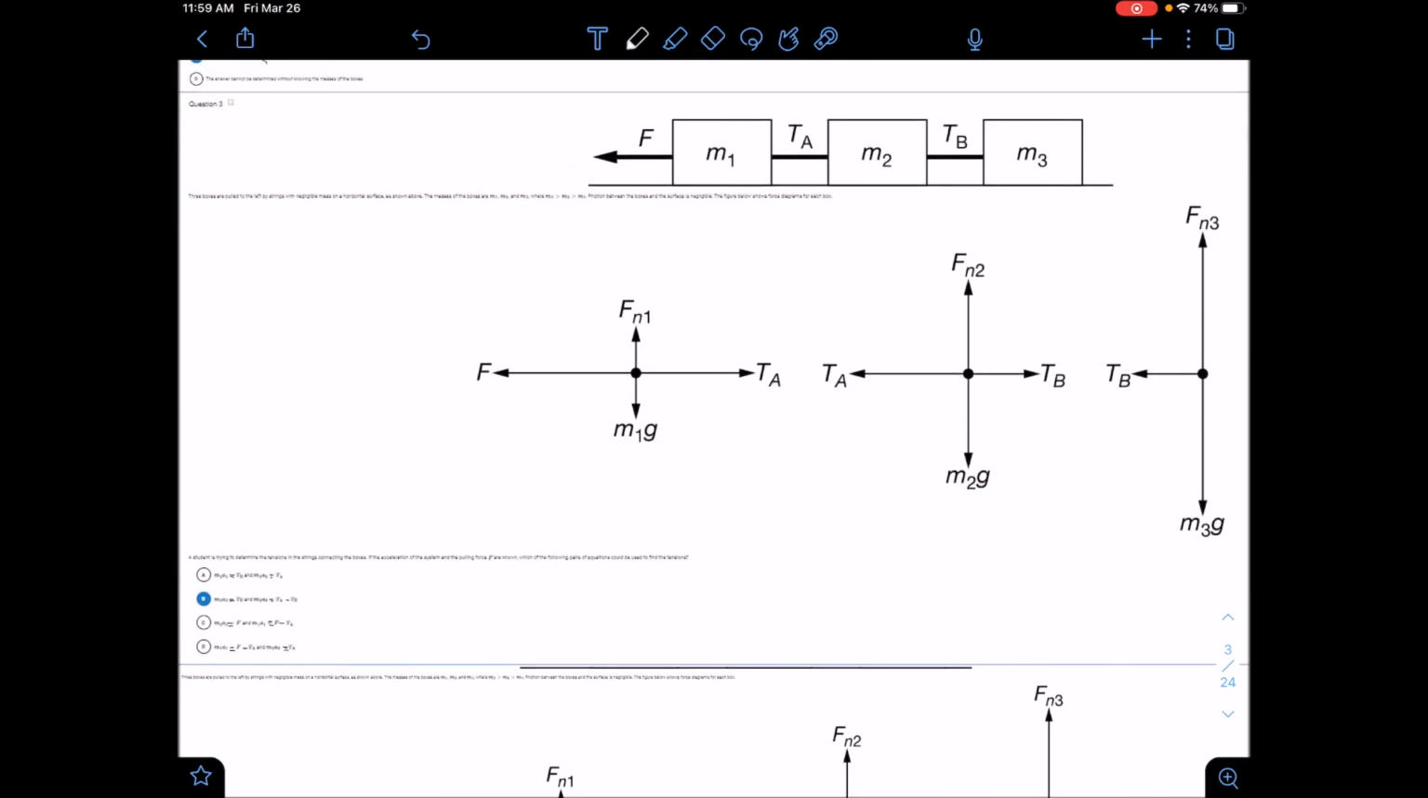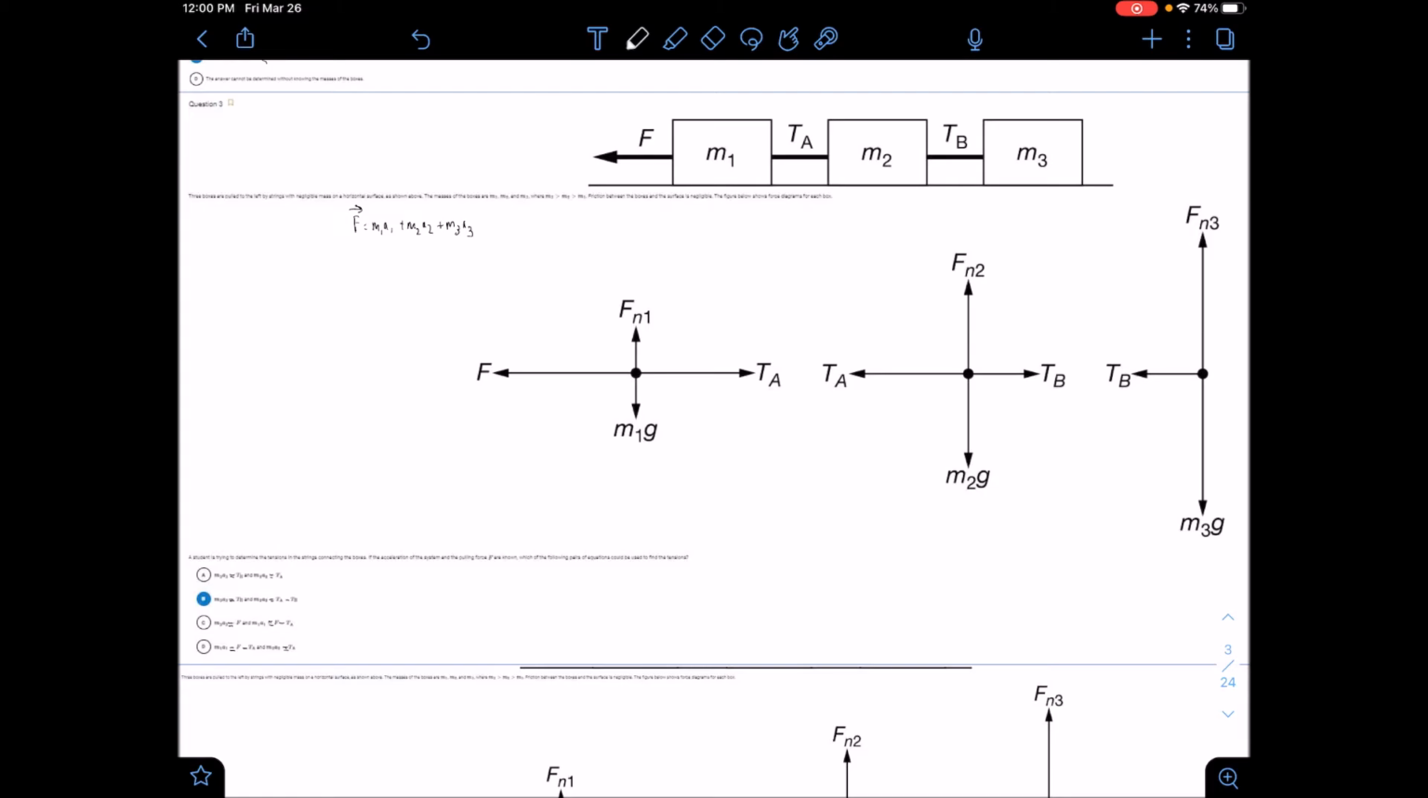So this is a very weird problem because in a way you don't know how to approach it at first. So first thing we could do is look at F. So F will be a combination of M1 A1. Using Newton's second law, we can set it equal to MA. So we have M1 A1 plus M2 A2 plus M3 A3.